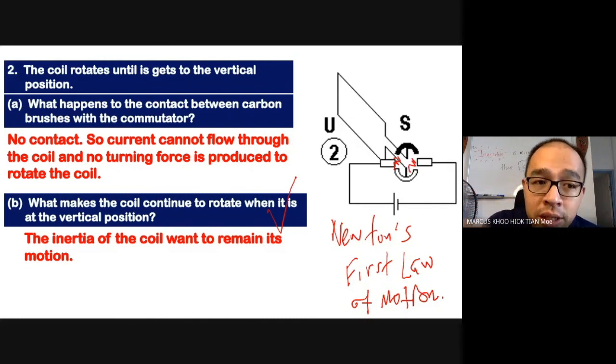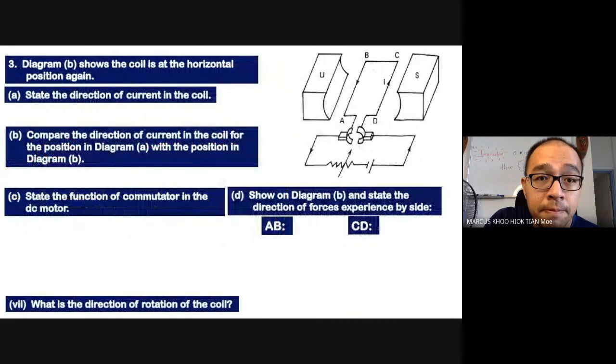So the inertia of the coil will make it want to remain in its position. Same thing that happens here. The direction of the coil now is DCBA. Except that now we change to this one. Compare the direction of the current in the coil for the position in diagram A and the position in diagram B. This is a little bit different. This is just now. Okay, reverse.